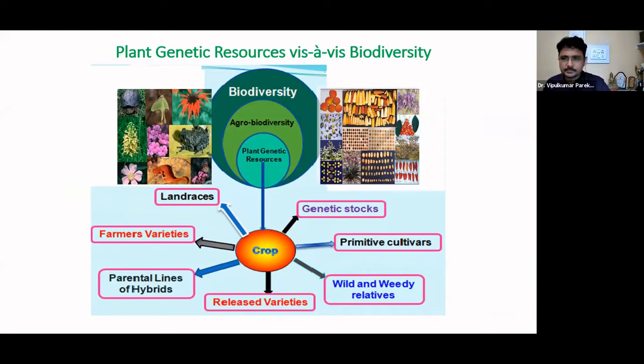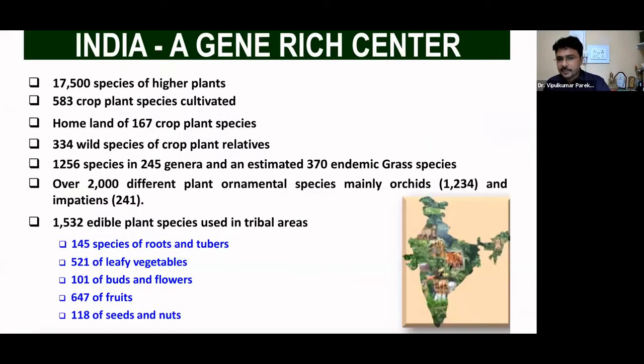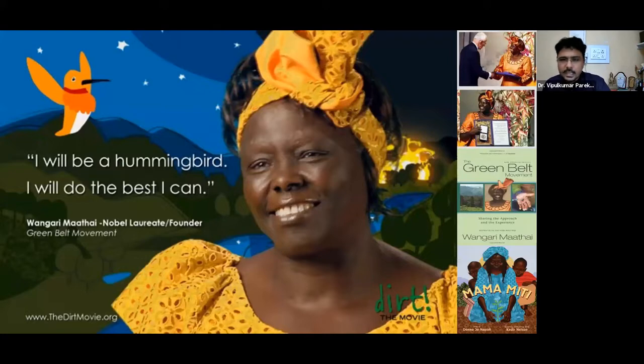In India, we have 145 types of tubers, 521 types of leafy vegetables, 101 types of buds and flowers, 647 types of fruits, and 180 types of seeds and nuts. Now you can think of this: how many of you are using them in your diet? Nothing. Okay. But anyhow, we have to conserve it.